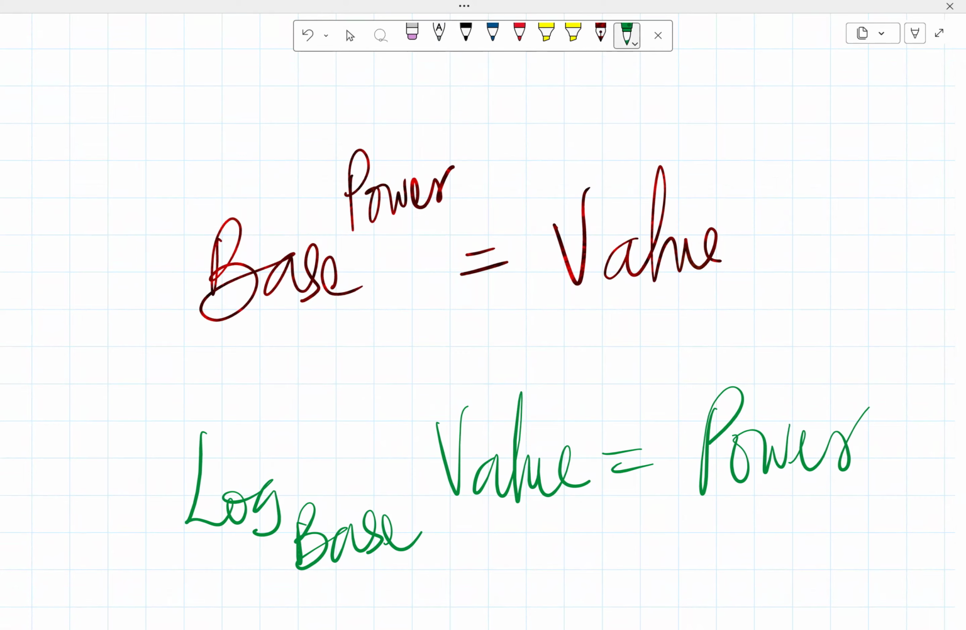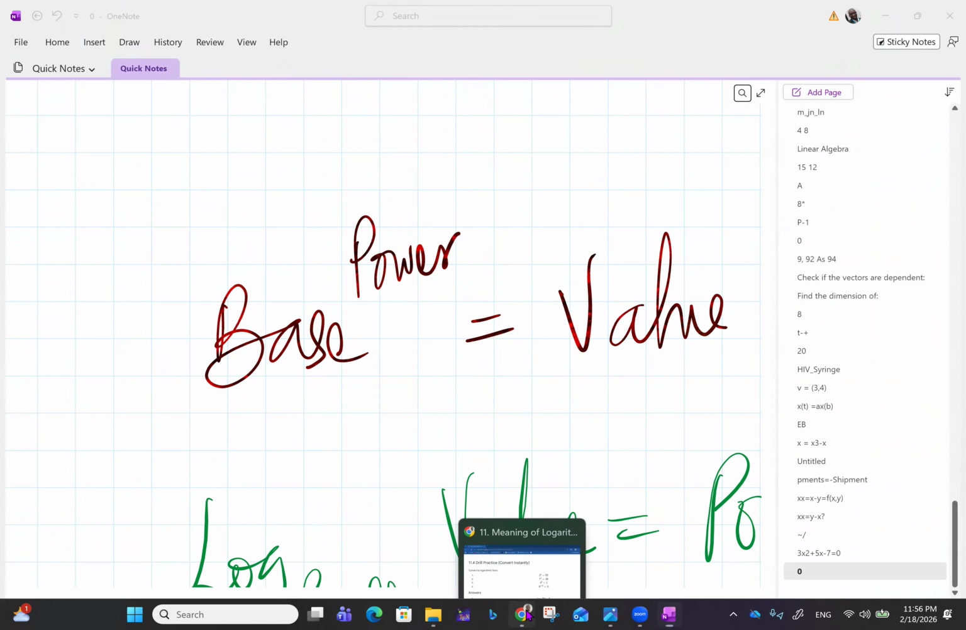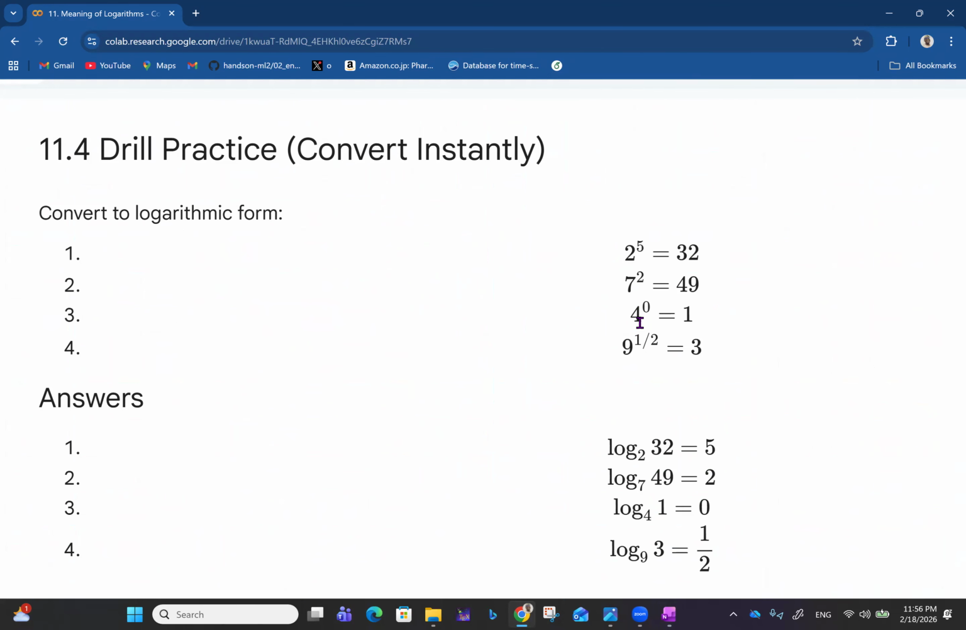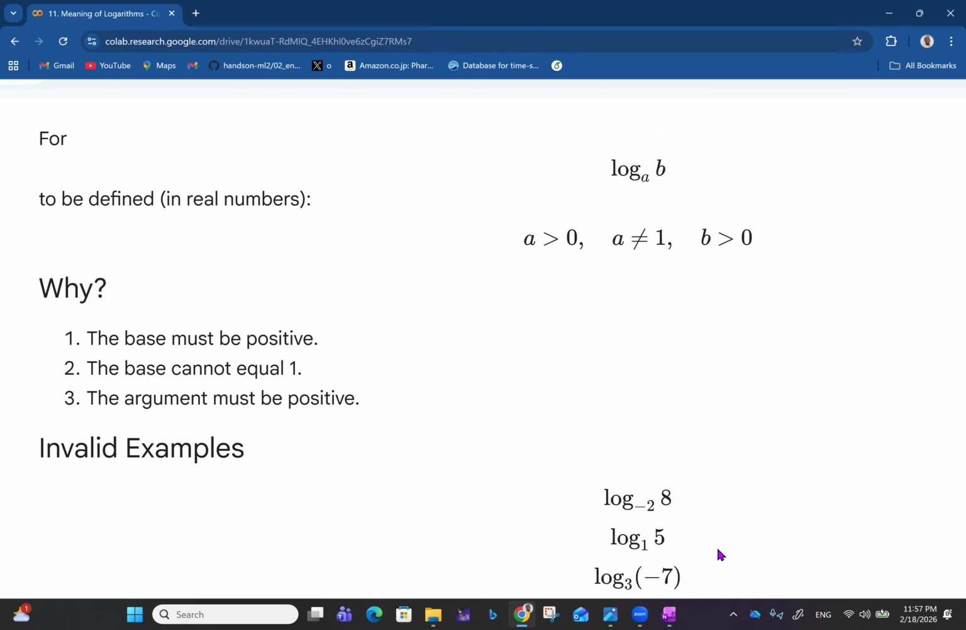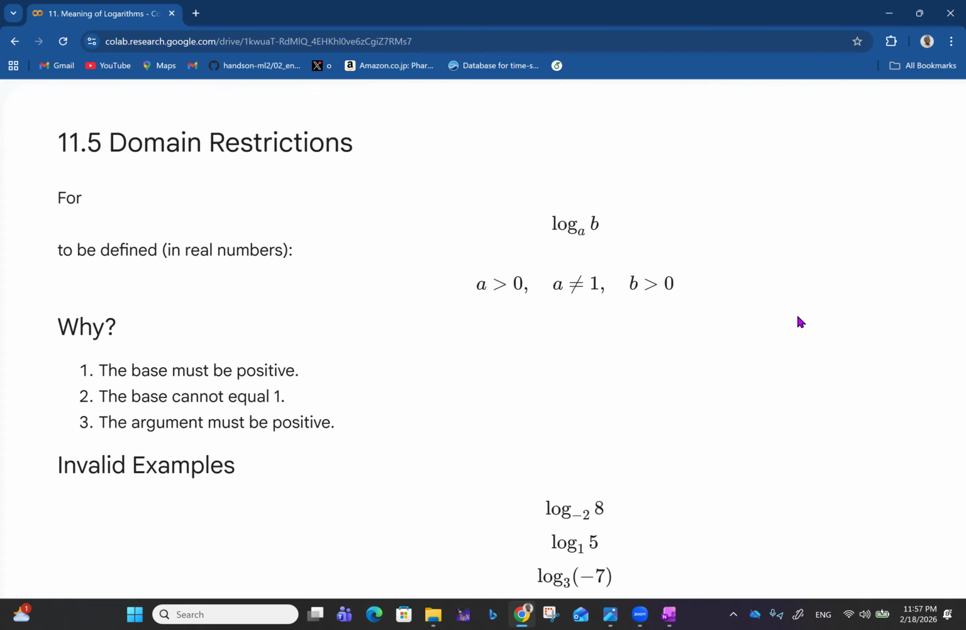Okay, if you understand it like that, then it makes everything pretty easy. So base raised to power equals value. Then if in log form, that means log of value to the base is equal to power. Okay, so here 4 is base, 0 is power, 1 is value. So log of value, which is 1, to base 4, which is base, equals 0, which is power. Then you have 9 raised power half equals 3. So log 3 base 9 is equal to 1 over 2. So that's a quick consideration of all we've been learning so far.